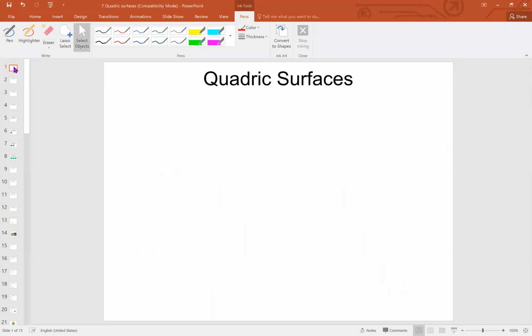Hello everyone, this is Professor Ma, and this is the introduction on the quadric surface or second degree surface. Quadric surface means second degree in x, y, and z. We went through the equation for a plane, which is first degree. So now we're going to do the second degree.